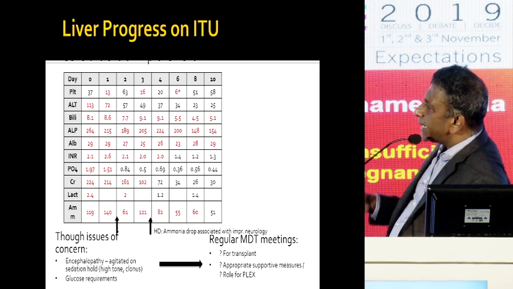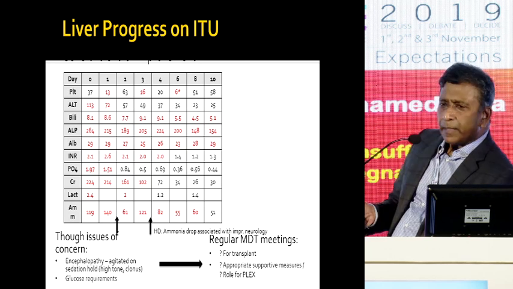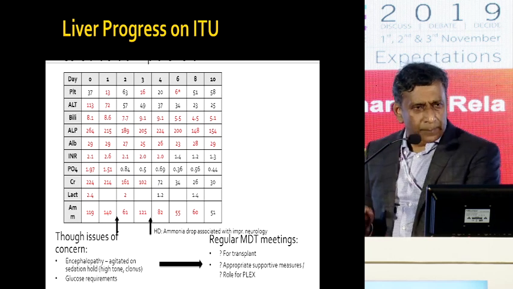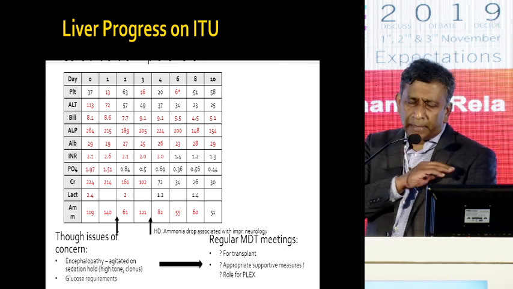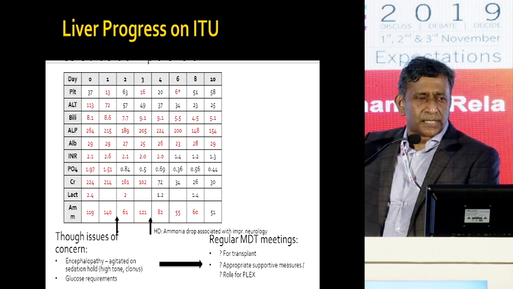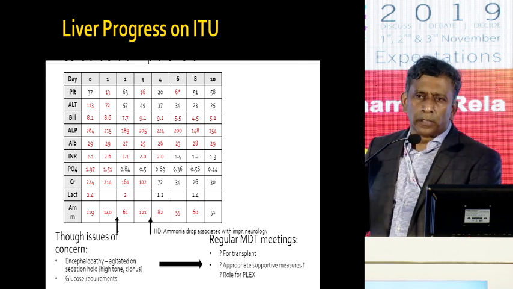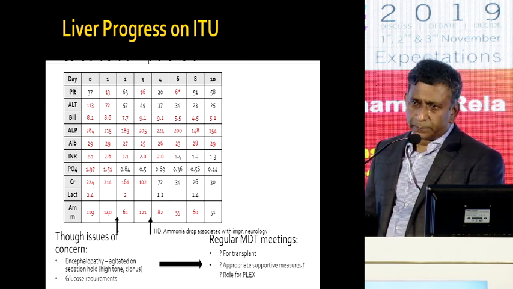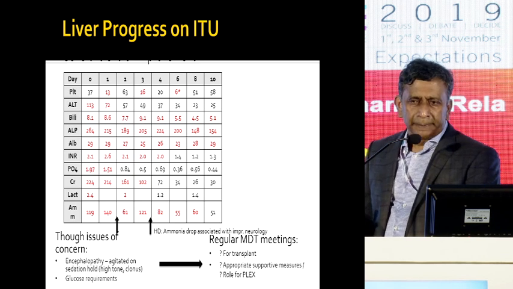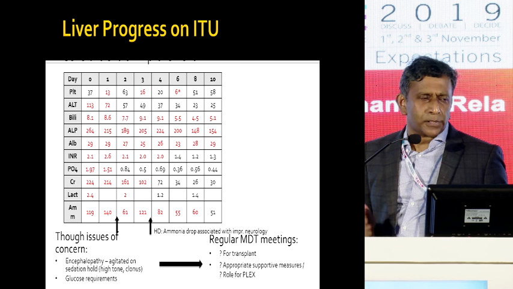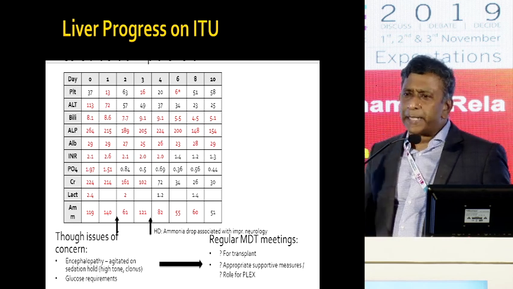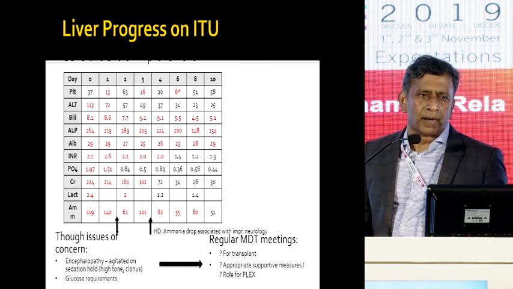But what you see is a fall in enzymes. And the fall in enzymes has to be rapid. If the fall in enzymes is not rapid, if the enzymes are stable, that means you've got an ongoing insult to the liver. So patients won't recover. As soon as the insult to the liver stops, the cell necrosis stops, and therefore the enzymes should fall very rapidly.